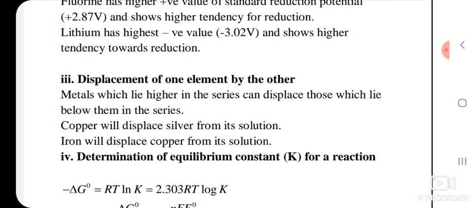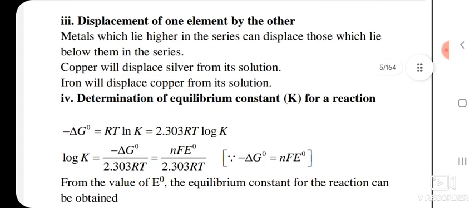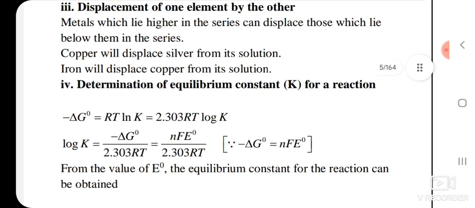Determination of equilibrium constant K for a reaction. We can calculate the value of K from the following equation: minus delta G naught equals RT ln K. From the value of E naught, the equilibrium constant for the reaction can be obtained.